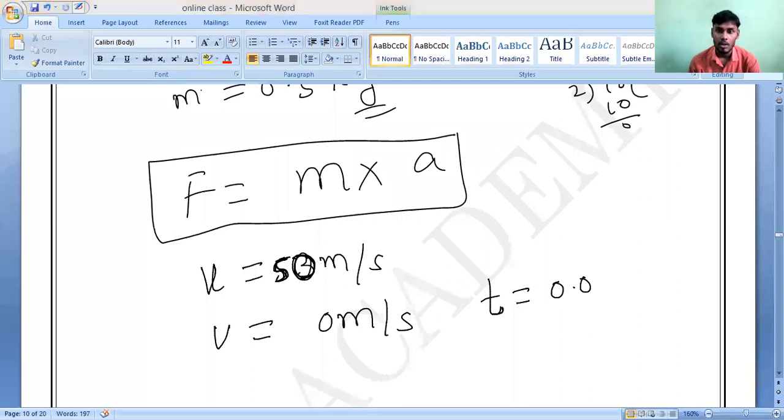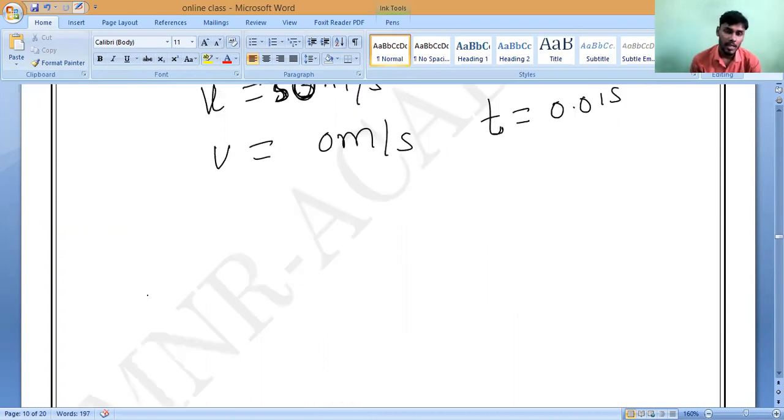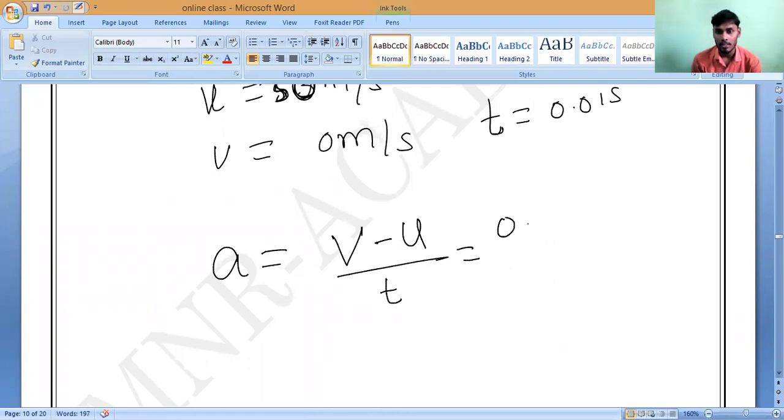0.01 seconds. Very good. So from this, can you calculate acceleration? Please tell me. Acceleration is equal to final velocity minus initial velocity, divided by time. What is the final velocity? 0. Minus initial velocity, how much? 50, divided by time, which is 0.01. Please solve it and tell me.